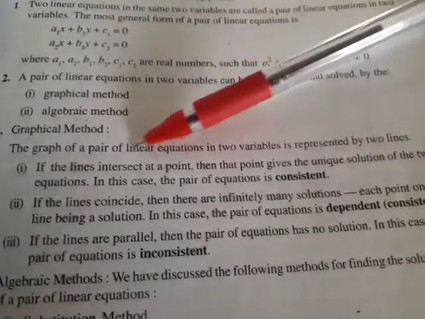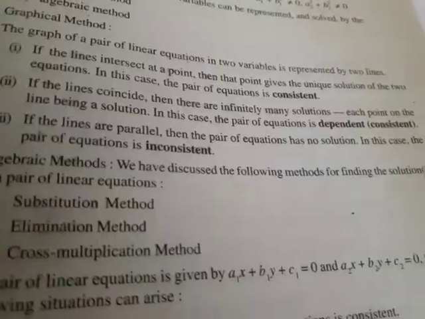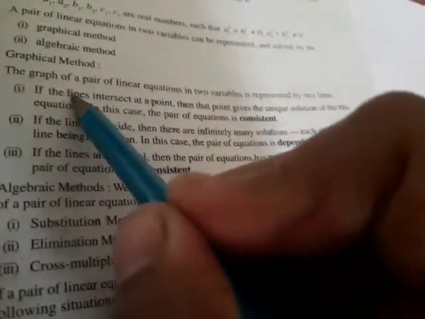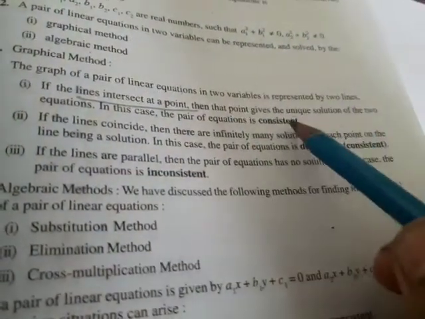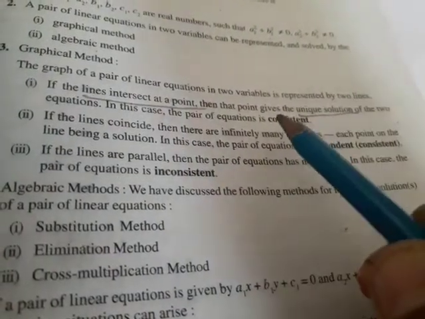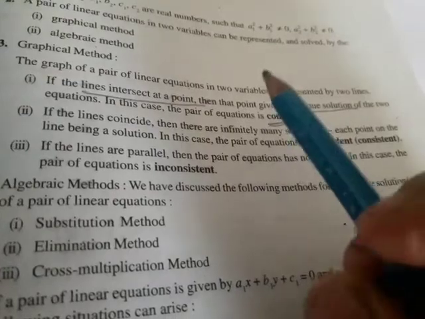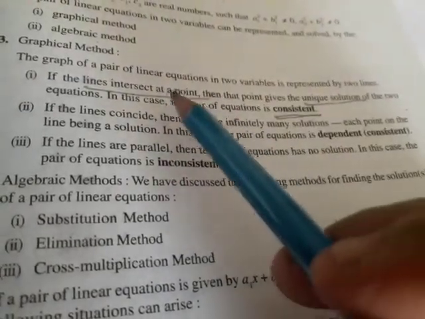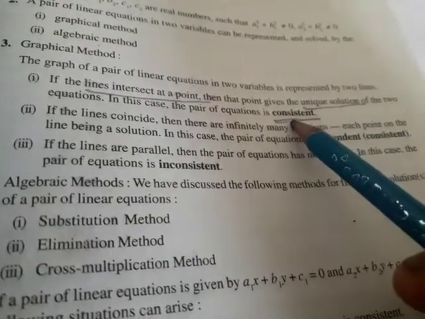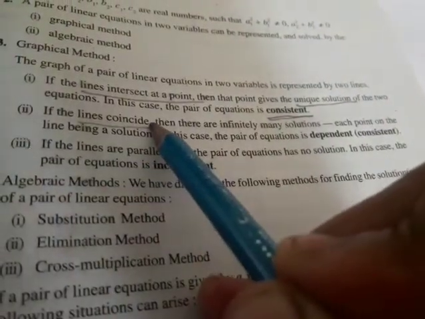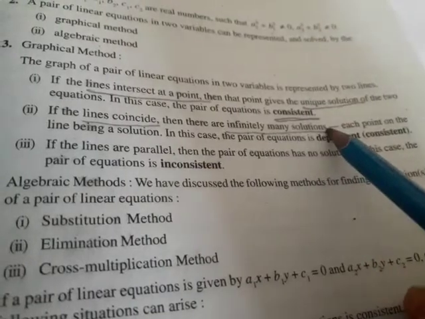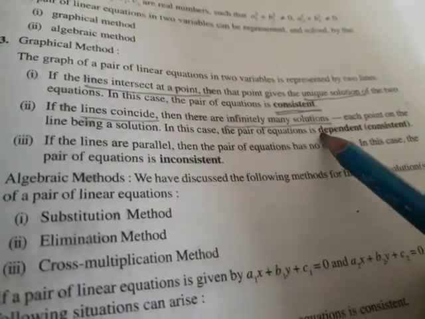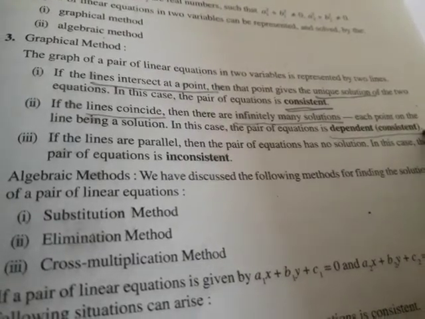If the lines intersect at one point, then the point gives a unique solution, and in this case the pair of equations is called consistent. So after drawing both the lines, if they intersect at a point then it has a unique solution and it is consistent. If the lines coincide then there are infinitely many solutions. In this case the pair of equations is dependent and it is consistent only. If the lines are parallel then the pair of equations has no solution. In this case the pair of equations is inconsistent. You have to remember this.